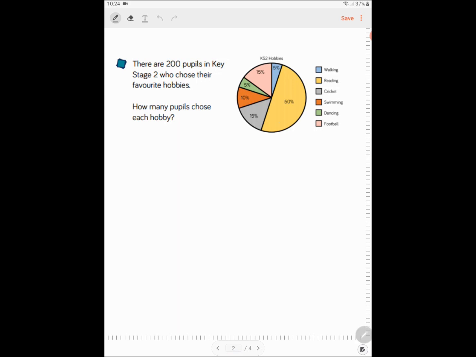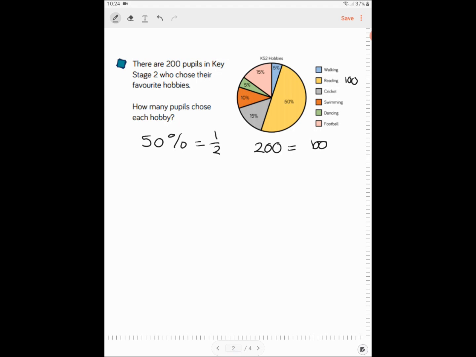Now, the one I would go straight for is reading because it's the largest proportion. 50%, hopefully you can all remember, is the same as 1/2. So what is half of 200? Is 100. So we know immediately that 100 people said that they liked reading, which Mrs. Edwardson would be really, really pleased about.